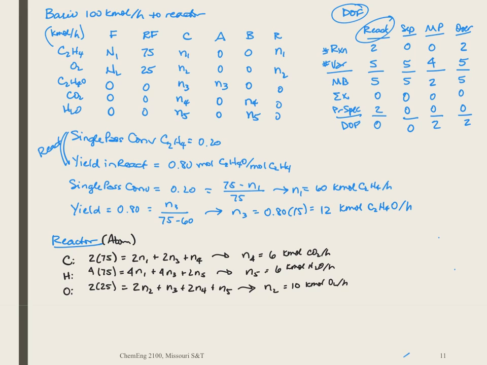All right, so that's the reactor. I have the number of moles of each of those. I now need to find N1. So in order to find N1, well, I could move to the separator because it's also degrees of freedom of 0, but that doesn't involve capital N1 and N2, so that's not going to do me any good.